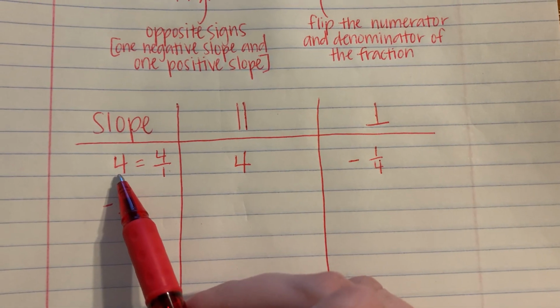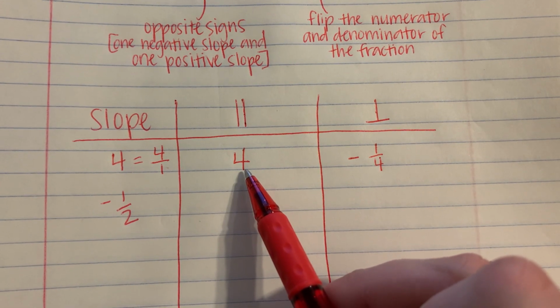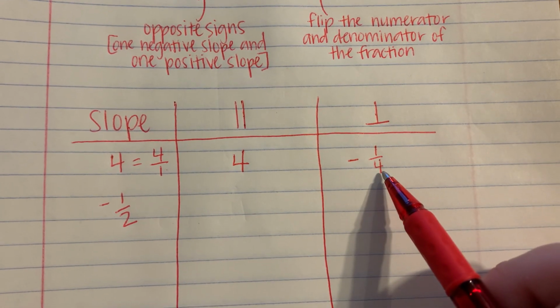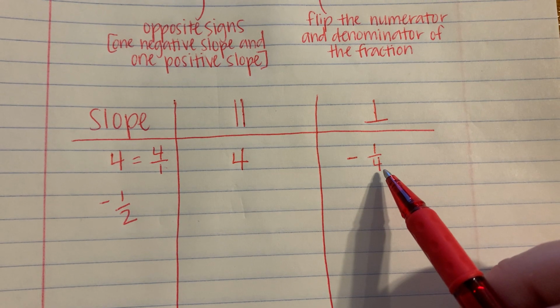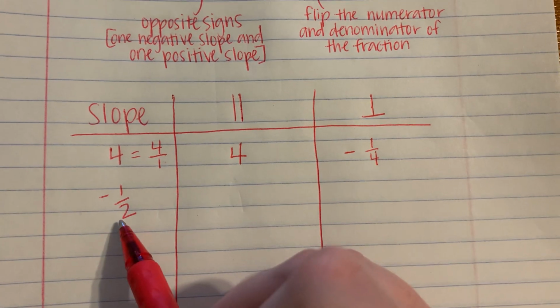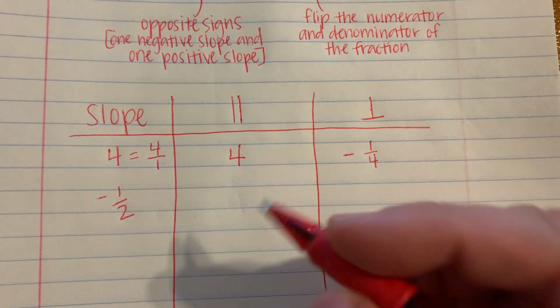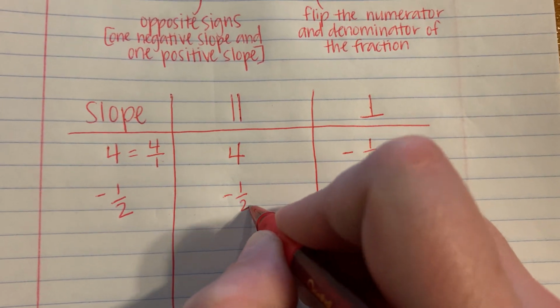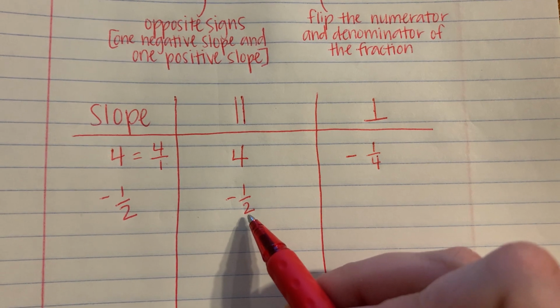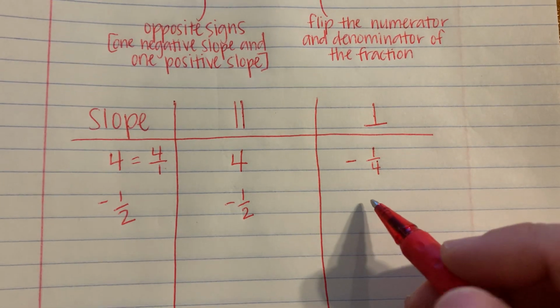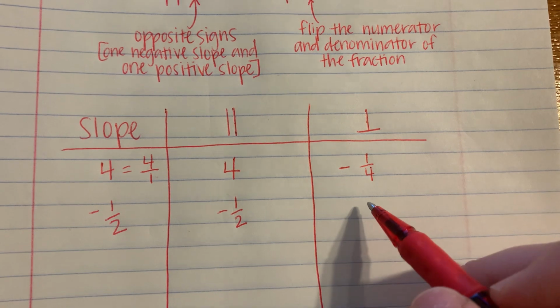Okay, so for a slope of 4, a parallel line would have a slope of 4, and a perpendicular line would have a slope of -1/4. The next example is -1/2. Okay, a parallel line would have a slope of -1/2. Those are the same. And a perpendicular line would have a slope of an opposite reciprocal.